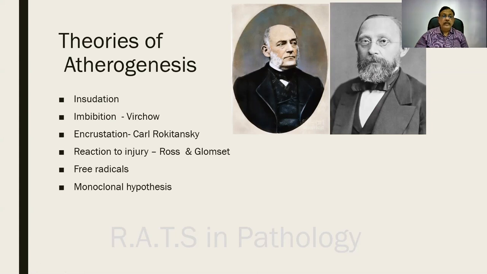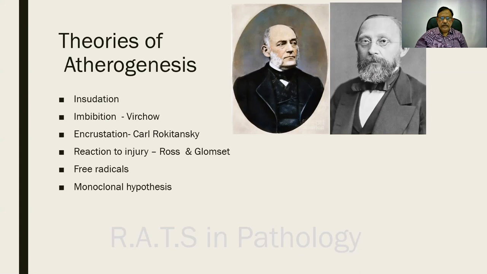The second one by Karl Rokitansky is the theory of encrustation. Due to the dynamic blood flow, there is a damage to the vessel wall, and then there is an accumulation of the components, which falls under the theory of encrustation. In the late 1970s, there was another theory, namely the reaction to injury hypothesis by Ross and Glomset, which is more or less a repetition of the theory of encrustation.